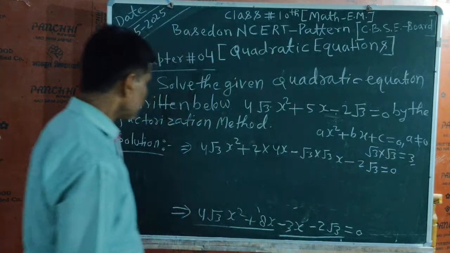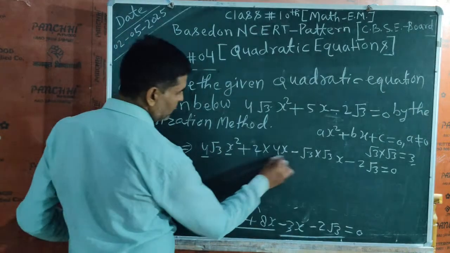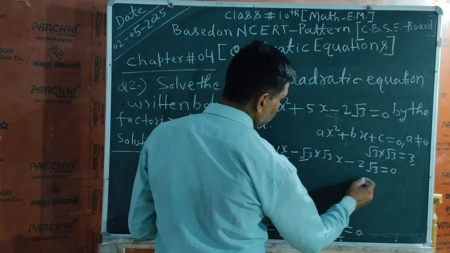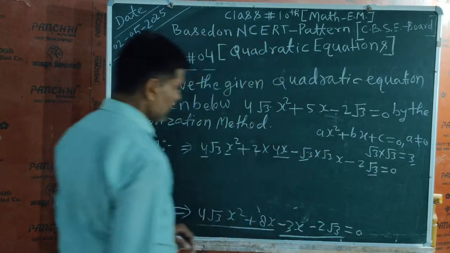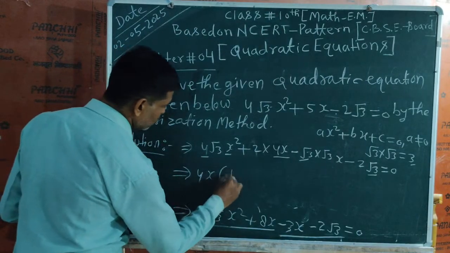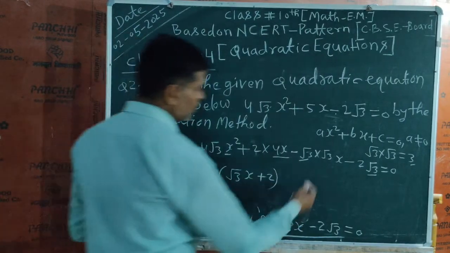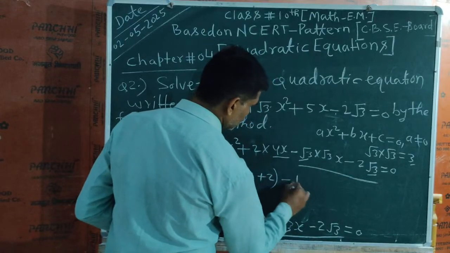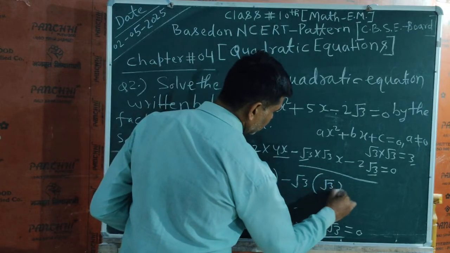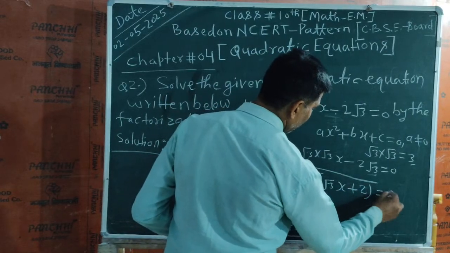Okay, student. So further I am going to take 4x common from these terms, and from the other terms I will take minus root 3 common. So here I will write 4x common, and here will be root 3 into x, and here will be plus 2. Now in this term I will take minus root 3 common, so in the bracket I will write root 3 into x plus 2, because the minus sign I have already taken common.